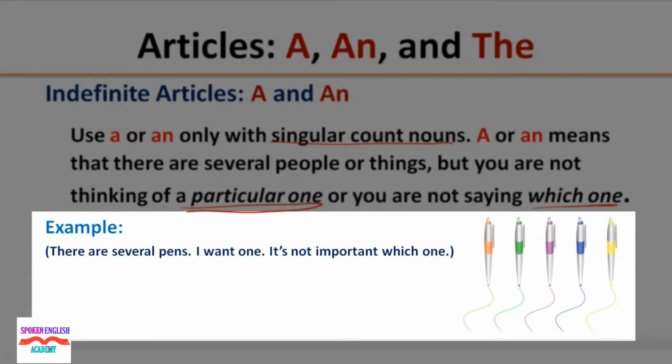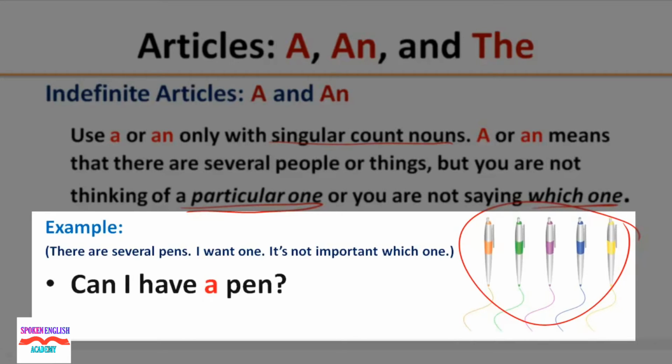Example: there are several pens. I want one. It's not important which one. So you say, can I have a pen? Here you are not thinking of a particular pen. You just want any pen.